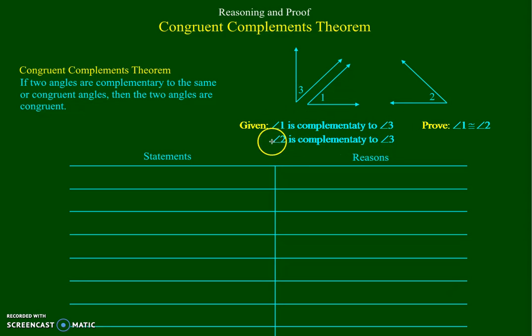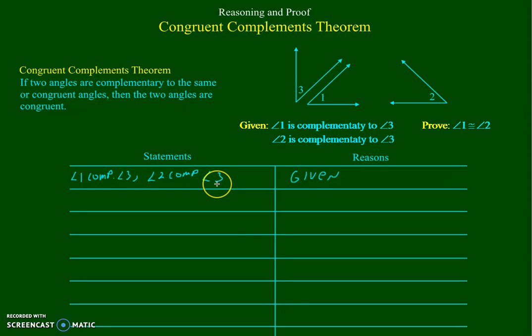Now, you should be able to even see a pattern forming. We may be able to do something like a transitive property, because we have this complementary to this and this to this. So it looks like we're going to have something related to that involved. So as usual, let's go ahead and write down our given information, and I'm going to abbreviate this to make it simpler. So I've said angle 1 is complementary to angle 3, and angle 2 is complementary to angle 3.